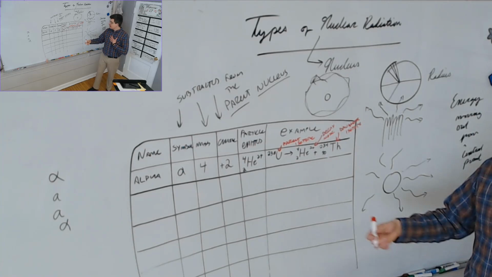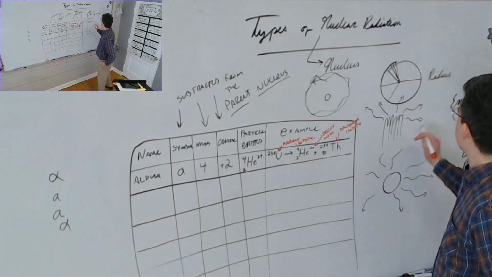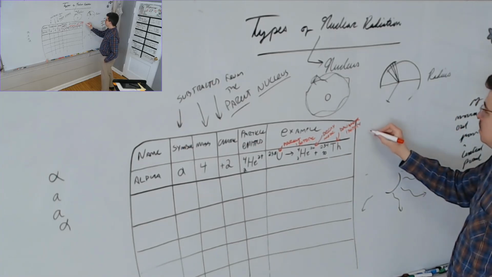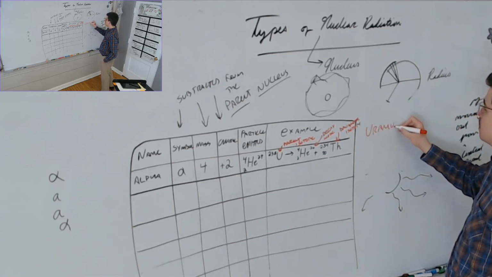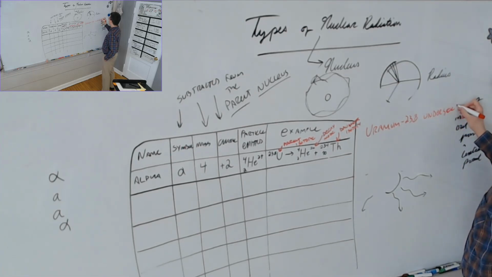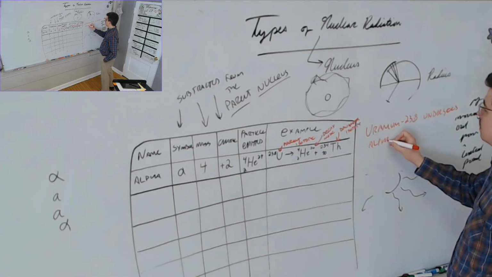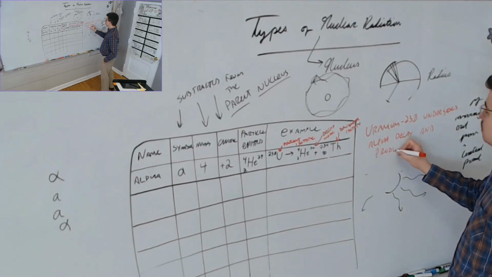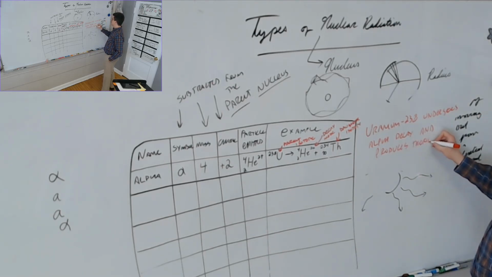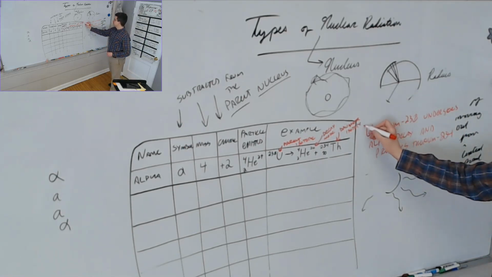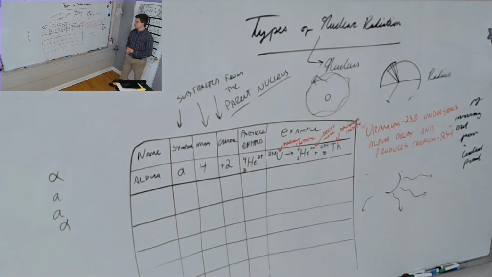So we pronounce it like this. Please write this down. We pronounce it as uranium-238 undergoes alpha decay. That's the decay mode. And produces thorium-234. We pronounce it: uranium-238 undergoes alpha decay and produces thorium-234.